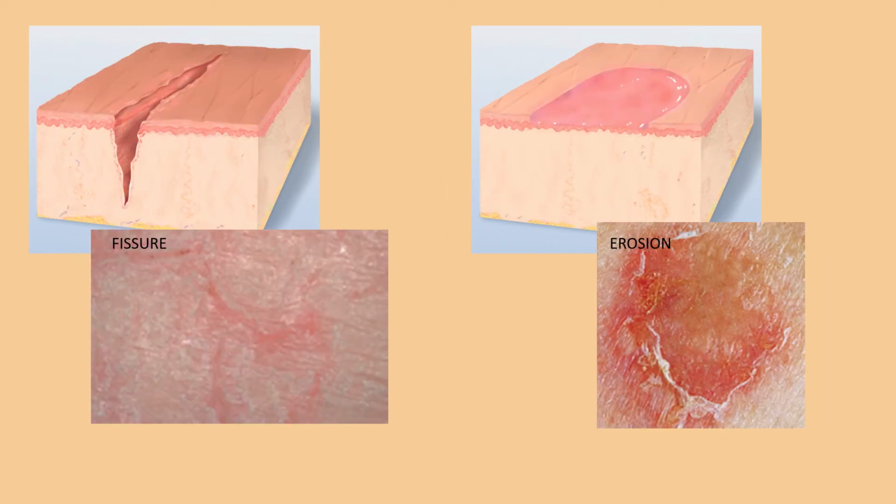A fissure is a linear crack with abrupt edges. It extends into the dermis. It can be dry or moist, an example of which is cheilosis at the corners of the mouth. An erosion is a scooped out but shallow depression. It is superficial. Epidermis is lost. It is moist but there is no bleeding. It heals without scar because erosion does not extend into the dermis.